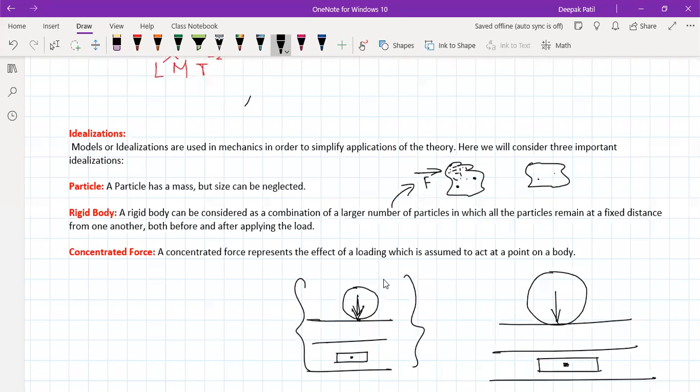That is, this much of area is in contact with the wheel, that is area of the road. This much of area of the road is in contact with this wheel. So I can say that this much of area is very small compared to the overall size of this wheel. So then only I can say that the total load of this wheel is getting concentrated at this particular point.